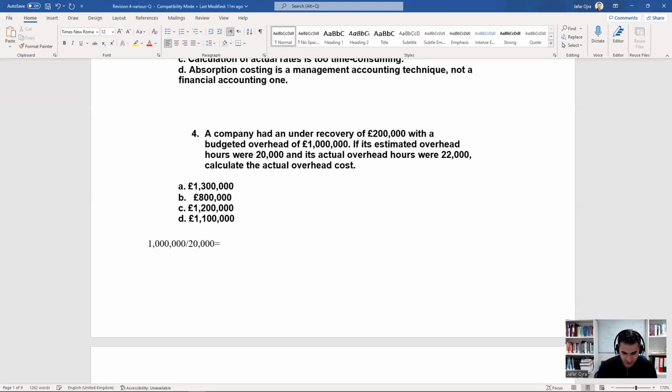That makes how much? Right, let me see. That's 1 million divided by 20,000. That makes 50. Okay, 50. Now 50, you multiply it by what? You multiply by the actual hours, which is 22,000 hours. And that makes 1,100,000.